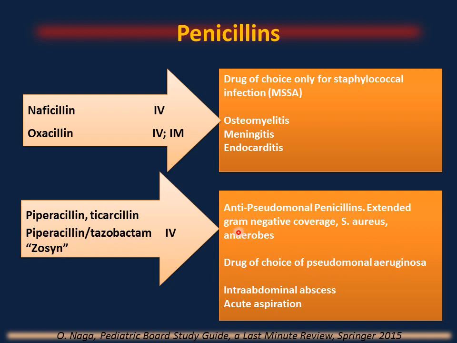Why? Because it covers gram-negatives. Pseudomonas is a gram-negative bacteria. It also covers gram-positives like Staph aureus, and anaerobes. So it can also be used in cases of complicated appendicitis, like a ruptured appendix before and after surgery, and other causes of intra-abdominal abscesses. It can also be used in acute aspiration.